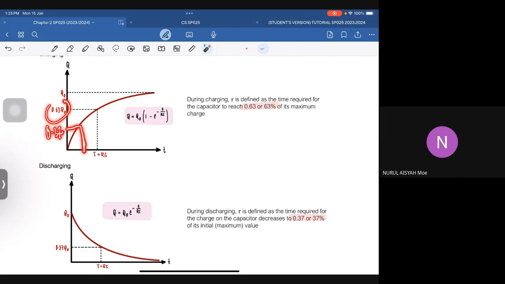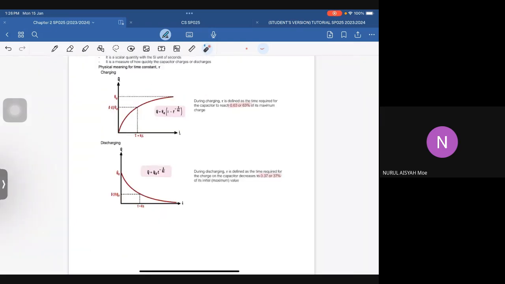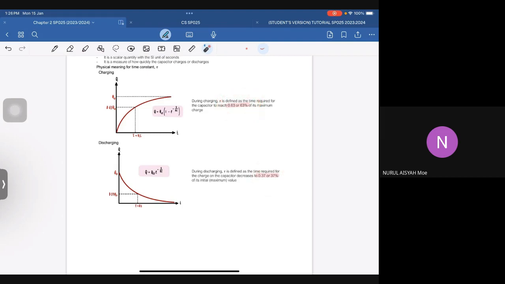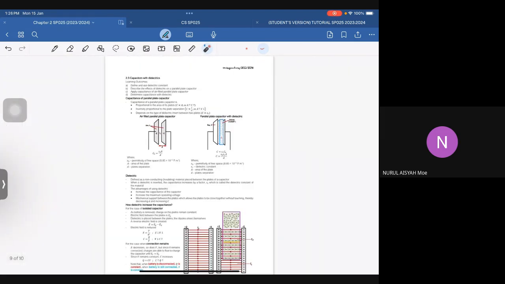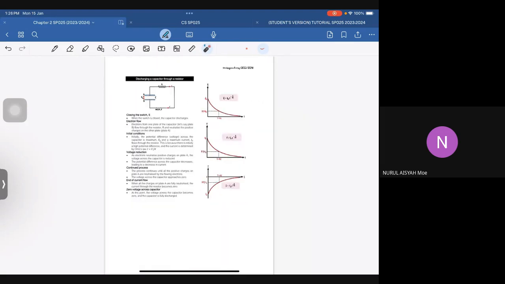Tapi soalan tu depends. Dia tanya untuk charging ke discharging. So kalau dia tanya time constant untuk charging and then kamu ambil 0.37, salah lah. Sebab sepatutnya kalau charging, the time constant mesti 63% of its maximum charge. So sepatutnya the time constant should be 63% of the maximum charge, and this is your time constant. Okay, so this part ni 63 dengan 37% ni wajib hafal. So 63% untuk charging, 37% untuk discharging. Okay. Right, so itu sahaja untuk subtopic 2.1 and 2.2.